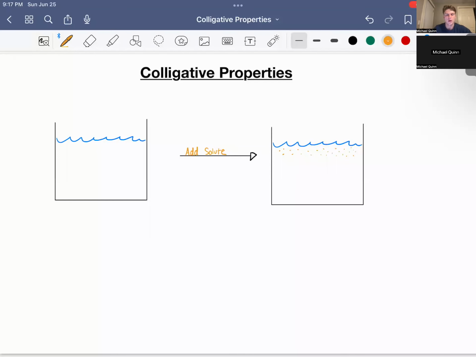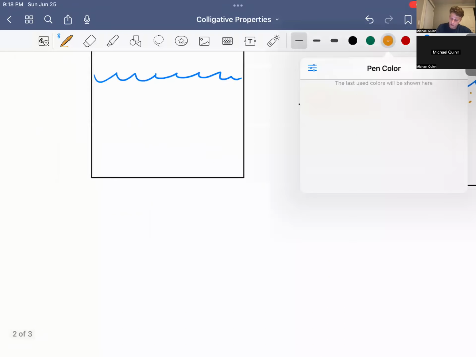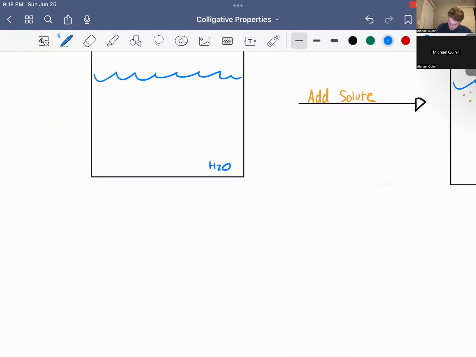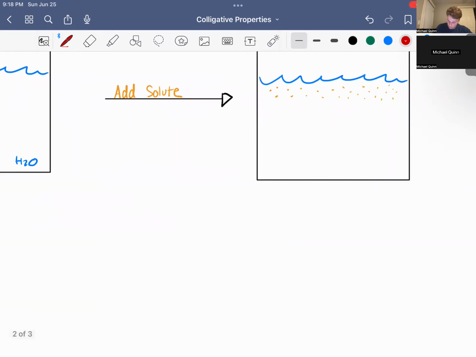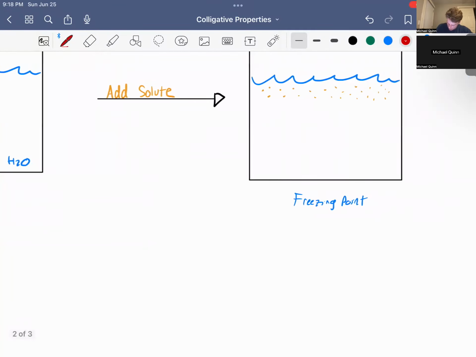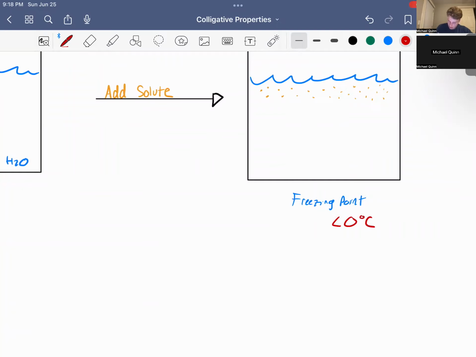The last colligative property that I'm going to cover is freezing point depression. So in the opposite fashion of boiling point, where we saw adding a solute increase the boiling point, when we add a solute, we will actually see the freezing point of that solvent go down. So if this is water, we know the freezing point is 0 degrees Celsius. When we add a solute, the freezing point will be lower than 0 degrees Celsius.